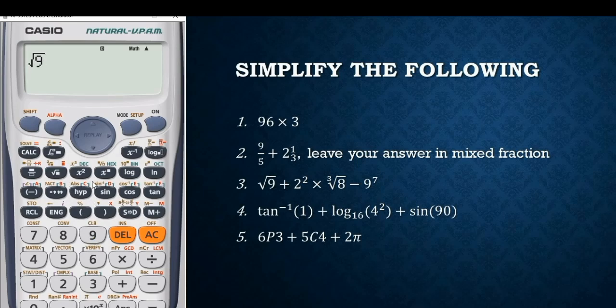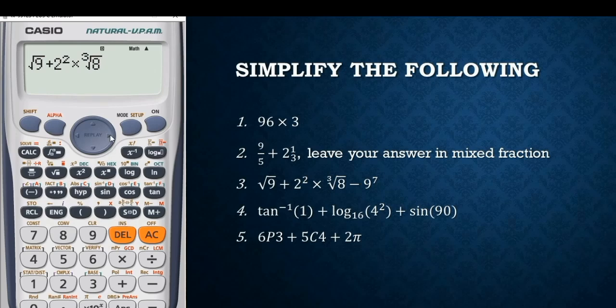Then I will use the replay key to navigate out of the square root sign. Then I activate my addition sign, plus 2 squared. So 2, but this is the square sign. Then I tap on the square, times the cube root of 8. The cube root can be located on top of the square root sign, and it is yellow in color, which means I will have to use the shift to activate it. So I tap on shift, then I tap on the square root sign to activate the cube root sign. So cube root of 8.